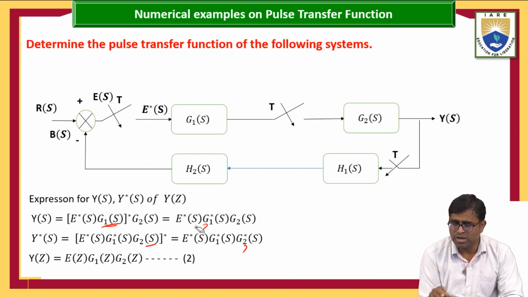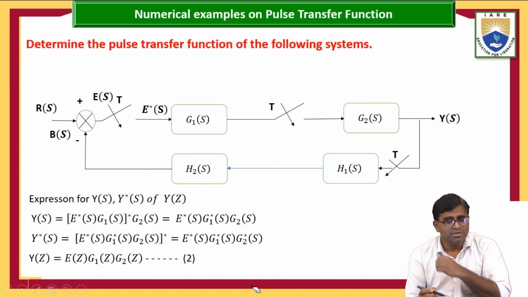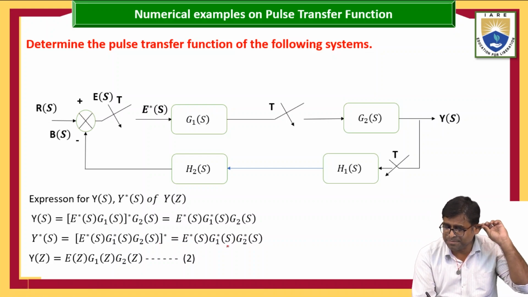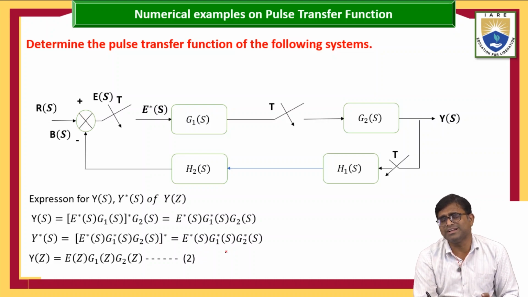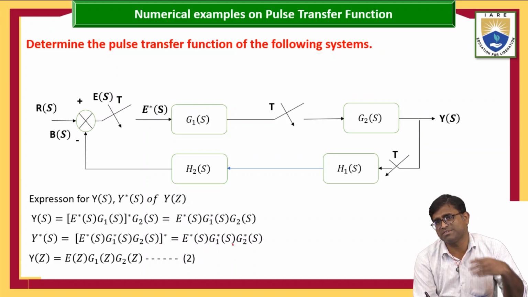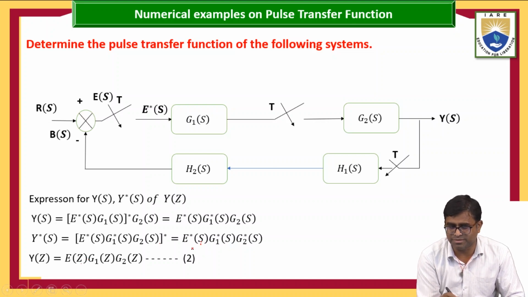So now I am applying the Z transform for this function. Where the star is there, that function is coming to Z. Without the star, it is nothing but a constant term. I already told you in the previous problem. So where the star is there, the Z transform comes: E of Z.